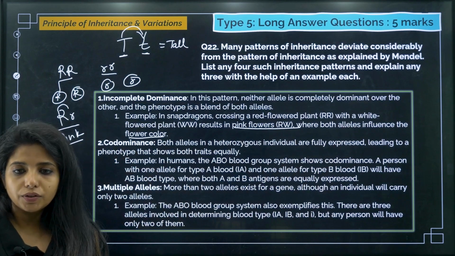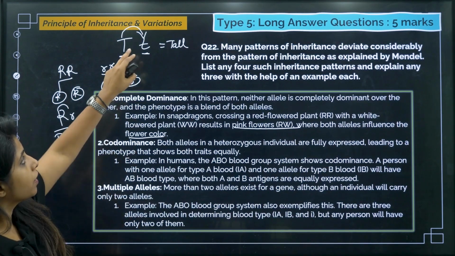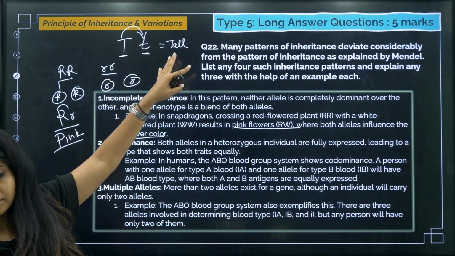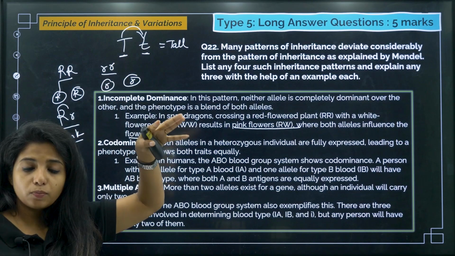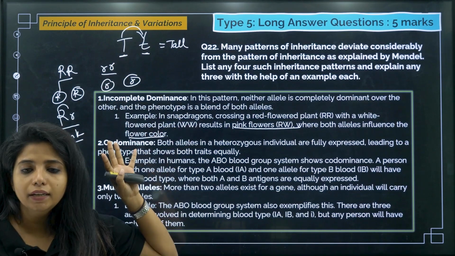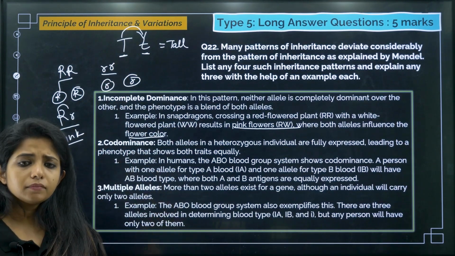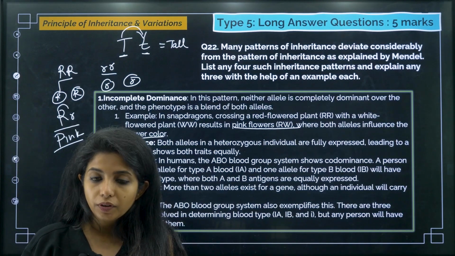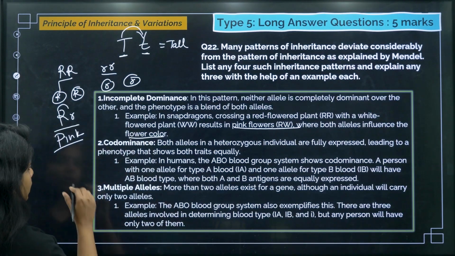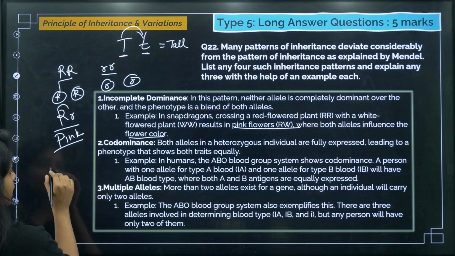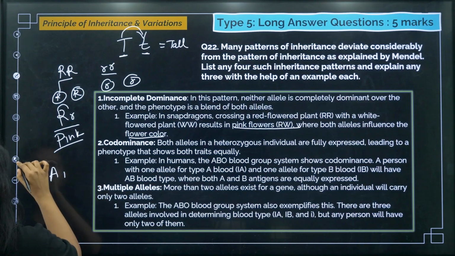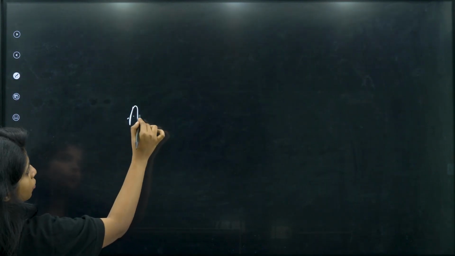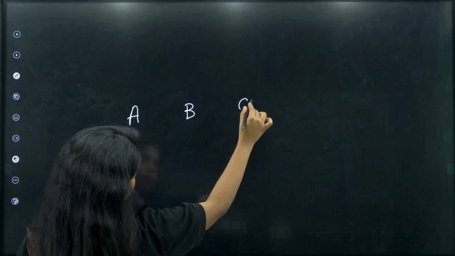Next is codominance. According to Mendel, both traits cannot be expressed together. There is no middle height, nothing like that. But it was seen when you spoke about blood groups. When they spoke about blood groups, there are 3 alleles, children: A, B and O.